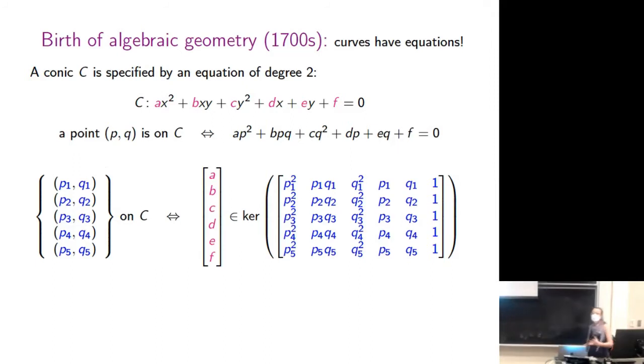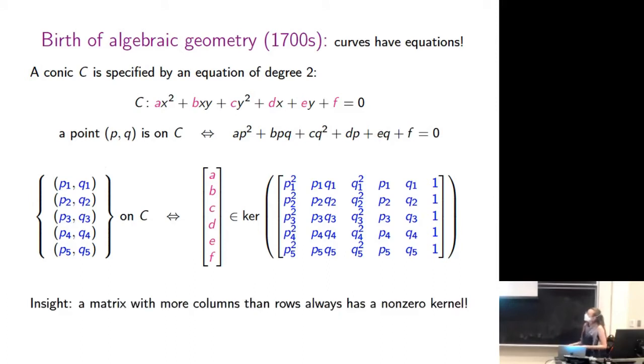And so what's the insight that gives you Pappus's theorem? It's that a matrix that has more columns than rows always has a non-zero kernel, right? So more columns than rows. Well, the columns, these are indexed by the possible monomials, these possible coefficients. So I need to have more coefficients here than points that I'm trying to interpolate. And so, well, I have 6 coefficients, so I can interpolate through at most 5 general points to always be guaranteed to have a non-zero kernel.